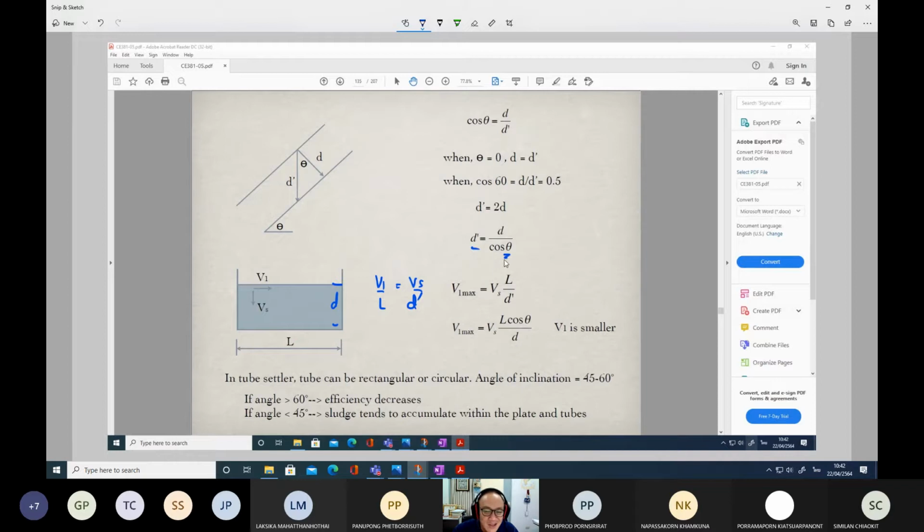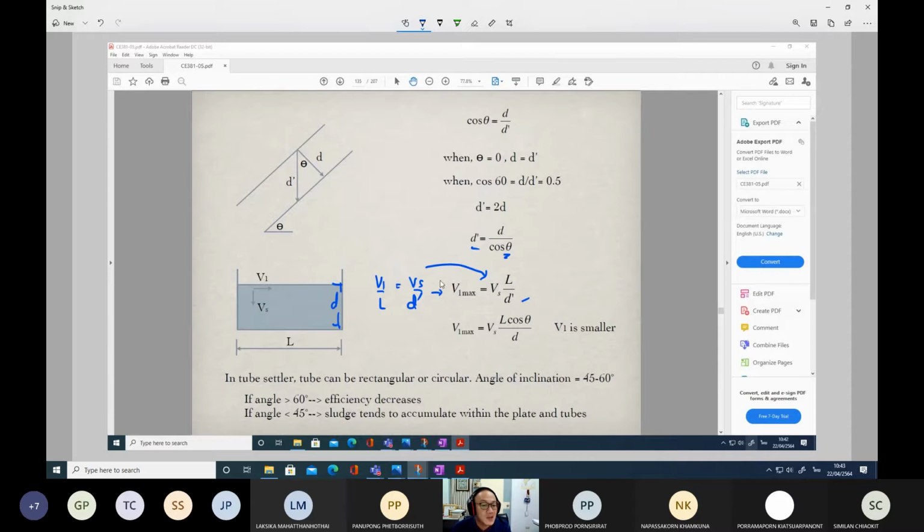This one depends on the theta. If theta is 0, this becomes d. That is why the maximum horizontal velocity is equal to VSL divided by d. Okay, this is how we obtained this equation.